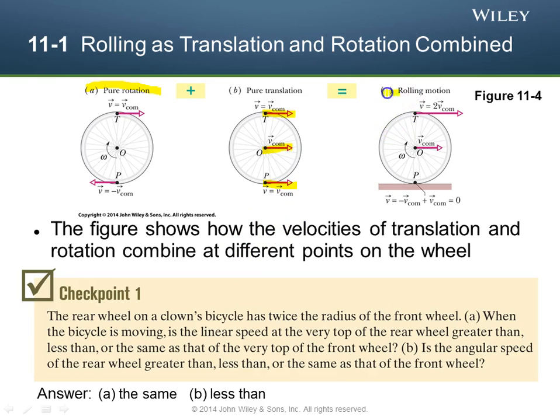However, in rolling motion, the combination of rotational and translational, we know the velocity of the center of mass. Because this is rolling, the point of contact is not moving since there is no slipping, and the translational velocity at the top is actually 2 times the velocity of the center of mass. And so this allows us to answer this checkpoint question here, that A is the same and B is less than.